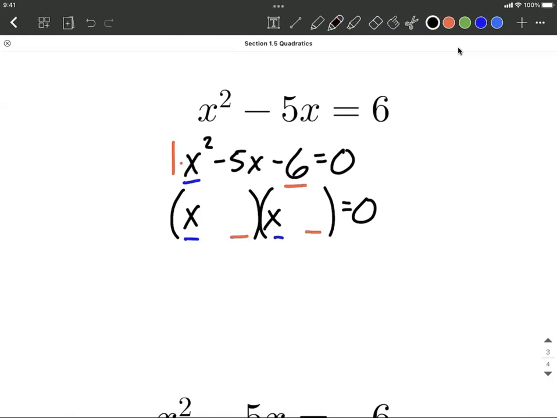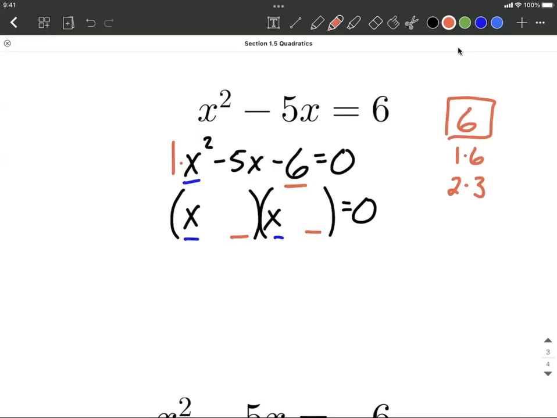So what I like to do is, off to the side, I'm going to go ahead and write 6. And then I'm going to list out all the different ways to factor 6. We can factor 6 as 1 and 6, or 2 times 3. No other integer factors anyway.